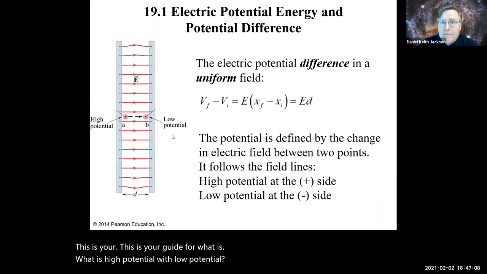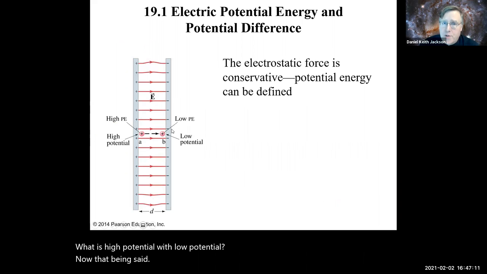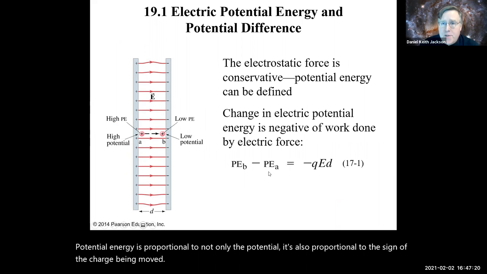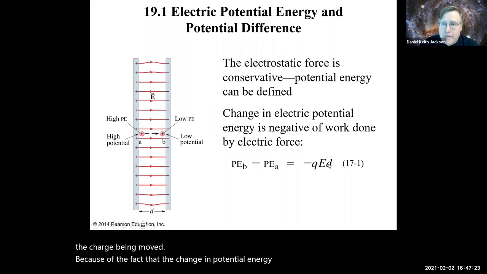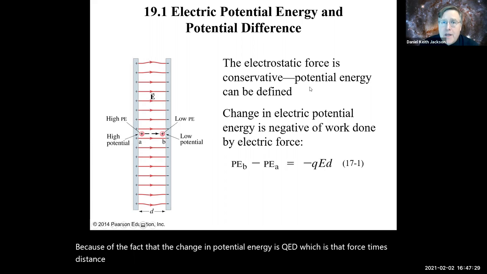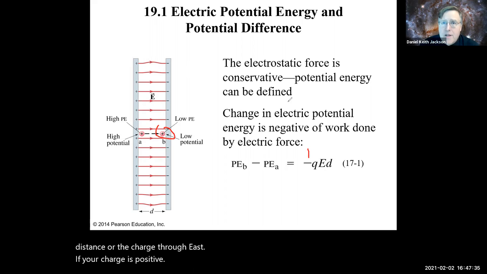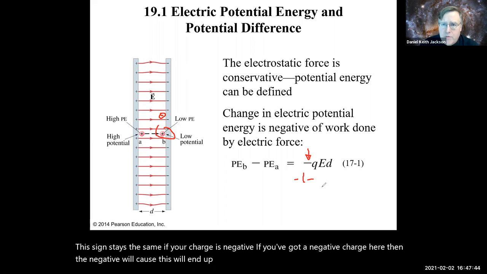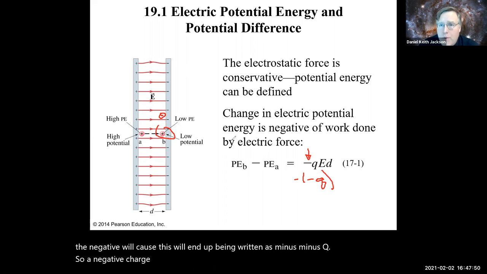Now, that being said, potential energy is proportional to not only the potential, it's also proportional to the sign of the charge being moved. Because the change in potential energy is qEd, which is force times distance, or the charge times E times d, if your charge is positive, this sign stays the same. If your charge is negative, then this ends up being written as minus q. So a negative charge will flip the sign. And so that's the mathematics.